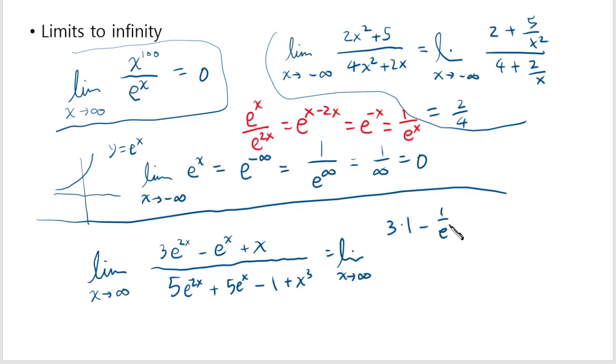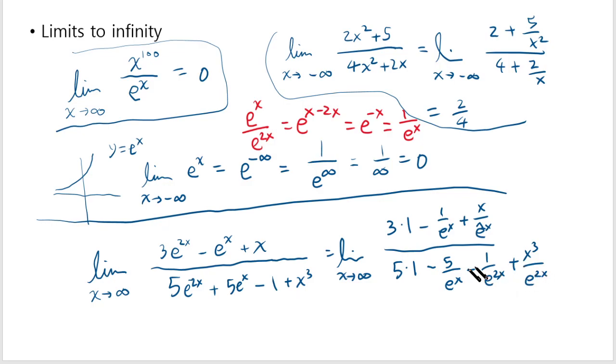So I can rewrite e to the x divided by e to the 2x as 1 over e to the x, and then plus x over e to the x, divided by 5 times 1, because e to the 2x divided by e to the 2x is 1, minus 5 over e to the x, minus 1 over e to the 2x, and then plus x cubed over e to the 2x. And all of these exponential functions overpower the polynomials, so all of these terms will become 0, and you're going to end up with 3 over 5 as the limit.